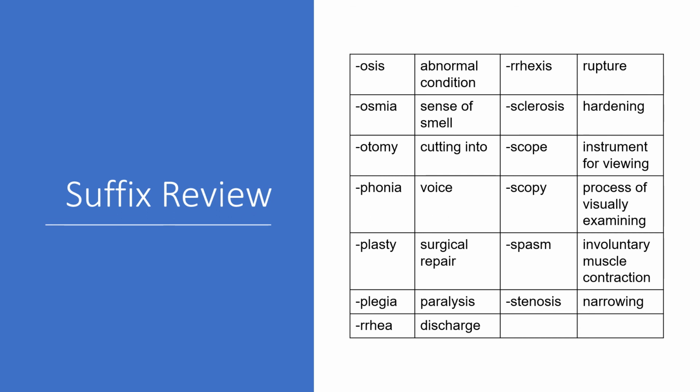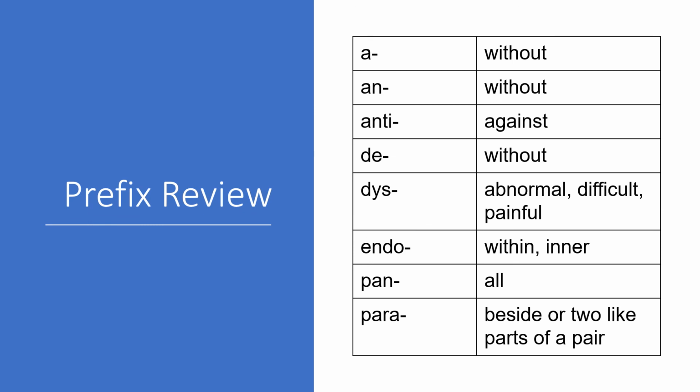Osis means abnormal condition, osmia sense of smell, otomy cutting into, phonia voice, plasty surgical repair, plegia is paralysis, rhea discharge, rhexis rupture, sclerosis hardening, scope instrument for viewing, scopy the process of visually examining, spasm is involuntary muscle contraction, and stenosis means narrowing.